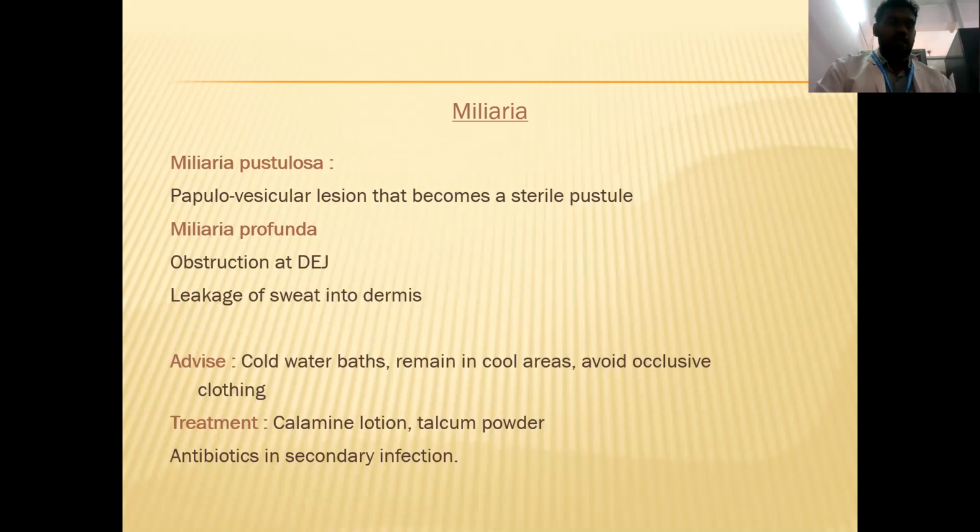Miliaria profunda happens whenever there is an obstruction at the level of the dermoepidermal junction. This will lead to leakage of sweat into the dermis and the resultant associated inflammation. For any miliaria, the advice is to remain in cooler areas, to avoid oppressive clothing, and to take cold water baths. For treatment, we can also give calamine lotion as well as talcum powder, and if there is secondary infection, we can consider giving a course of antibiotics.